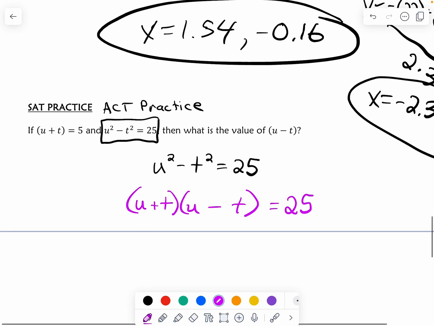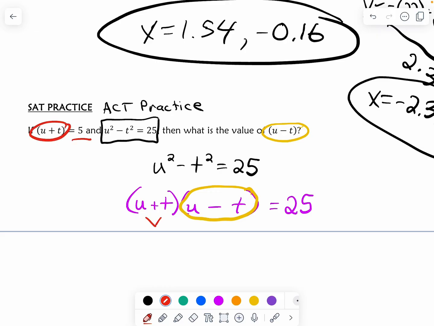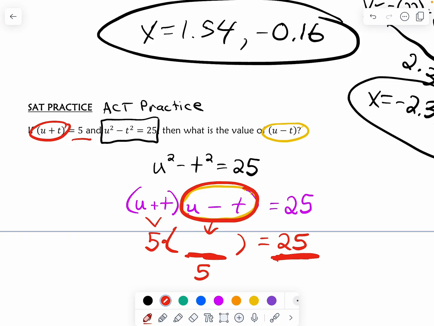So we look at what we're given in the problem. It is asking us what is the value of u minus t, which is this. And the only other thing we don't know is what is u plus t? Well, it actually gives us that in the problem. It says u plus t is 5. So this whole thing right here is 5. We don't know what this part is, but we do know that 5 times something would give us 25. So what number multiplied by 5 is going to give us 25? It's also 5. So basically, u minus t also equals 5. So what's the value of u minus t? It is 5.